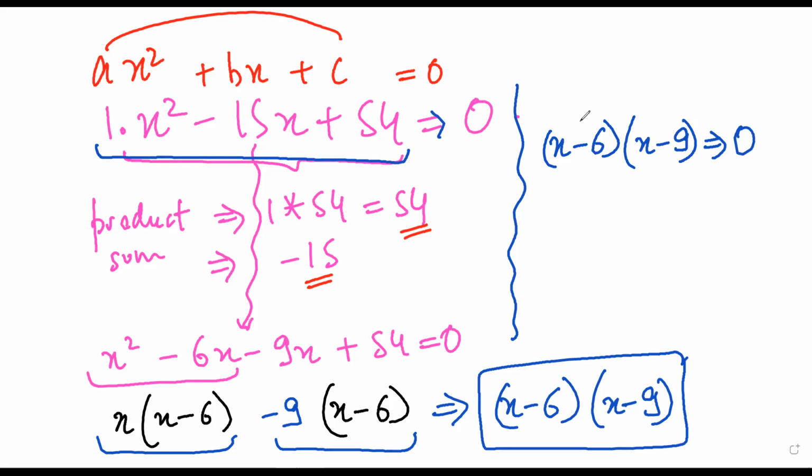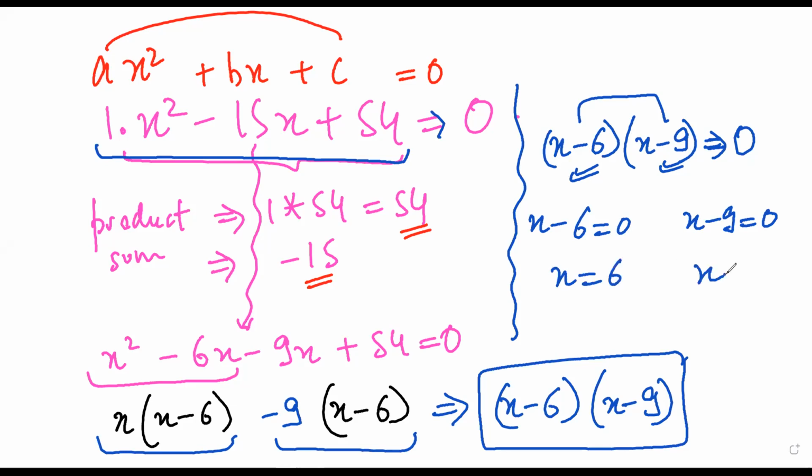Now if the product of these two numbers is 0, so either this is 0 or this is 0. So x minus 6 into x minus 9 is equal to 0. So either x minus 6 would be 0 or x minus 9 would be 0. Mr. Sarthak, any doubt till here? No. So x would be either 6 or 9. Any doubt, Mr. Sarthak?